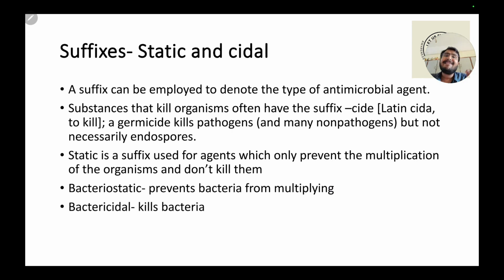But when I use the term bactericidal, it indicates that this agent has the capability to kill bacteria. So there are some chemical agents which are bacteriostatic, which can only inhibit the multiplication of bacteria, and there are some agents which are bactericidal, which have the ability to kill the bacteria. Similarly, if I use the term fungistatic, it indicates that this agent can stop the multiplication of fungi. But if I use the term fungicidal, it's an indication that fungi will be killed by this agent. I hope the static and cidal terminology is now a little clear to all of you.